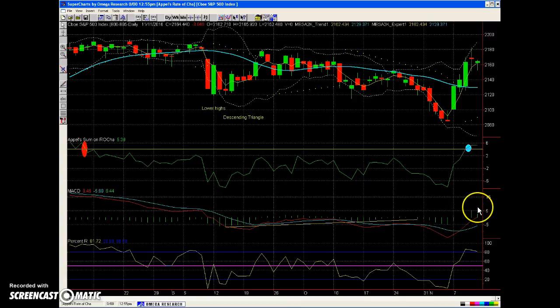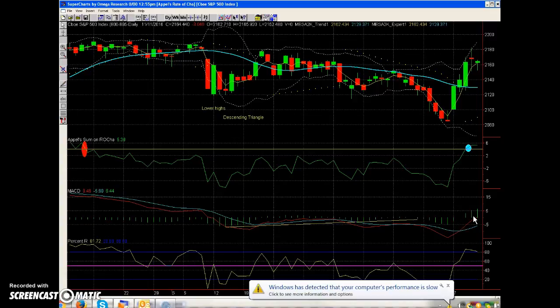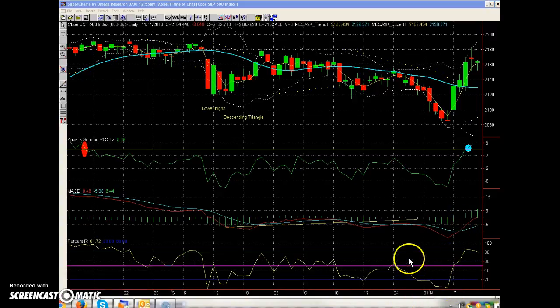MACD, of course, is trending up above the zero line. You can see that it broke above zero. That's zero here. And so the trend is now up. We've trended up from below the zero line. And if we look at the bottom of the chart, percent R is also above the 80% line. Well, we saw that on the previous chart. So let's move on. Let's look at something else.